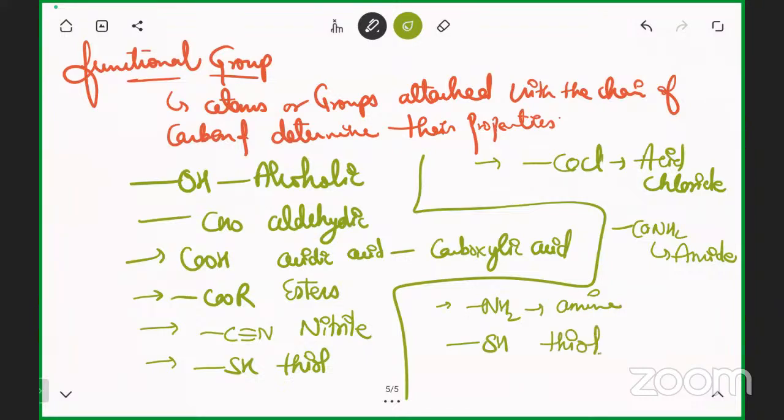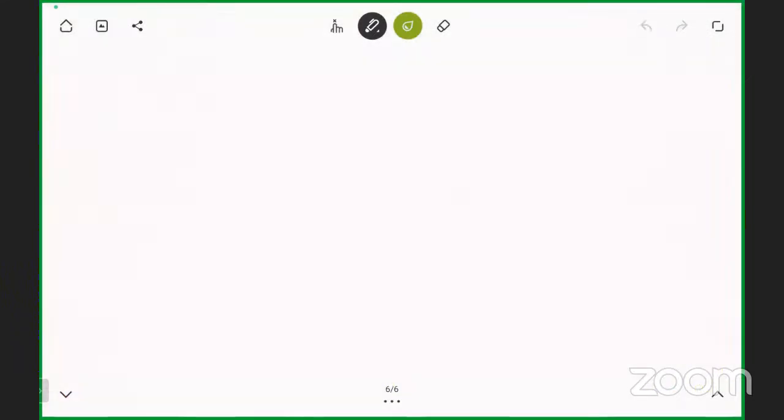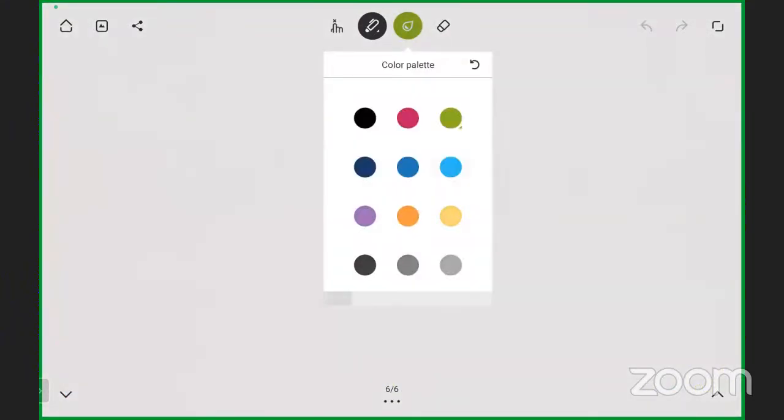So we have more functional groups. I gave you approximately 10 examples, but we have more. So at least remember these functional groups. These are the most important functional groups. Okay. So let's move with the nomenclature of the compound. Okay. So let's start with the nomenclature of the compound.